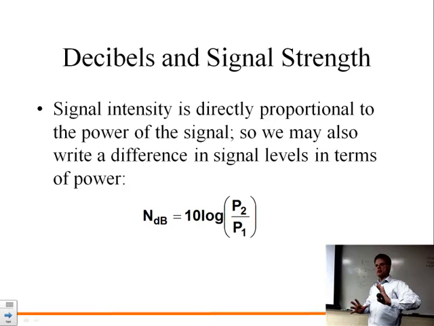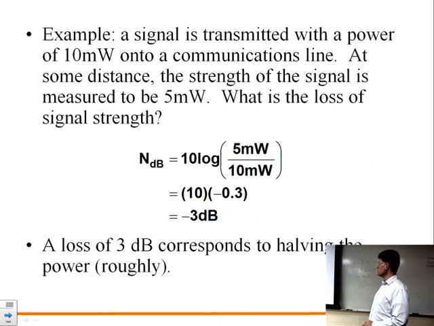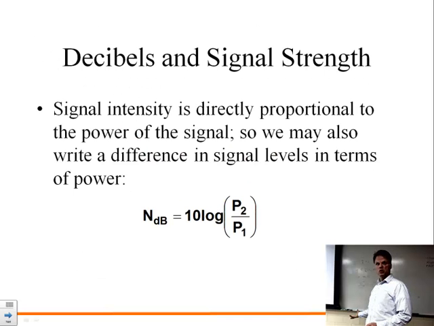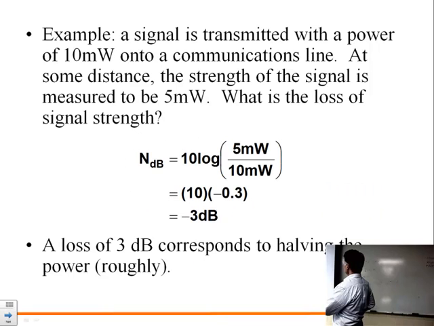So if I have two signals, the power is proportional to the intensity. So the ratio of the power levels is proportional to the ratio of the intensity. So I might as well take the ratio of the power levels, and that could also give it to you. The power levels might be given in watts or, say, milliwatts.